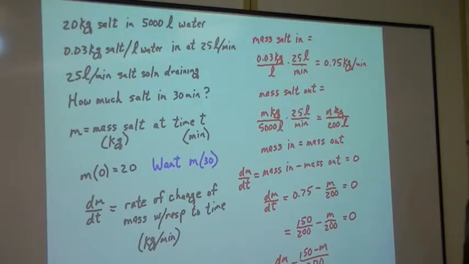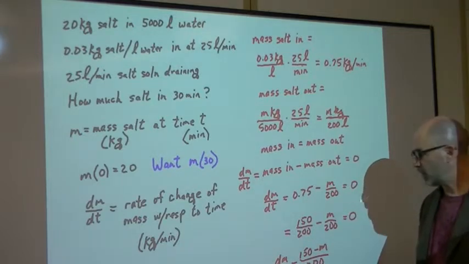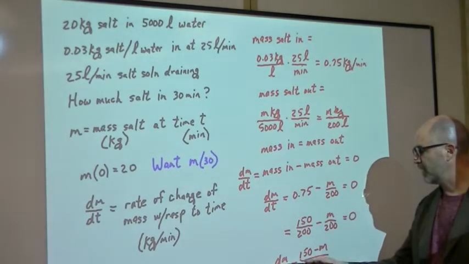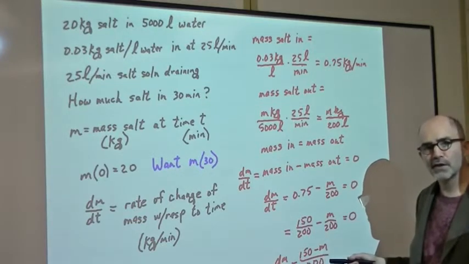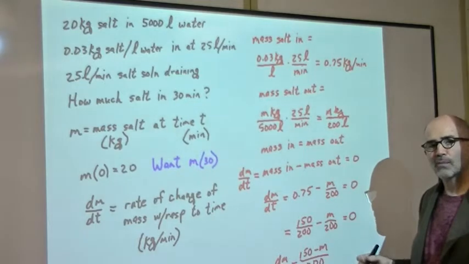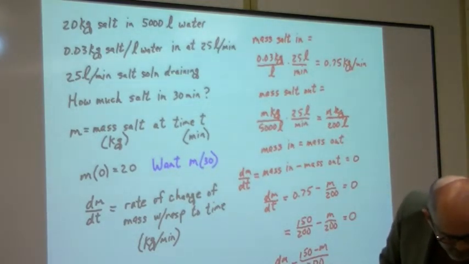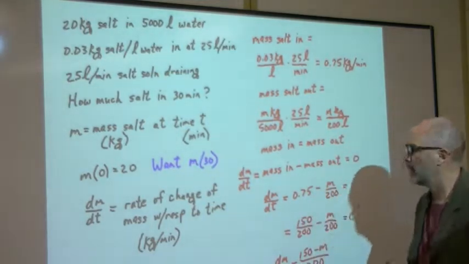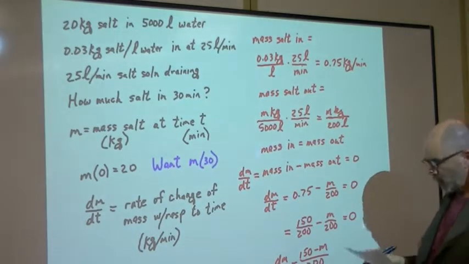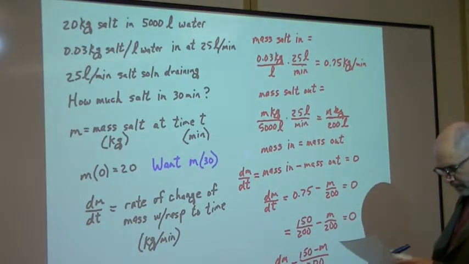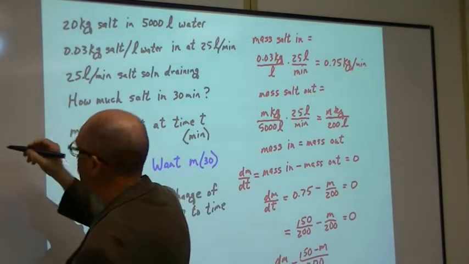Okay. In case you hadn't noticed, we have a differential equation here. Notice we have the derivative of mass with respect to time, and we have mass itself, both in the same equation. So, what that means is, it's time to solve a differential equation. Okay, so let's give that a shot. So, on to the next board. dm dt equals 150 minus m over 200.